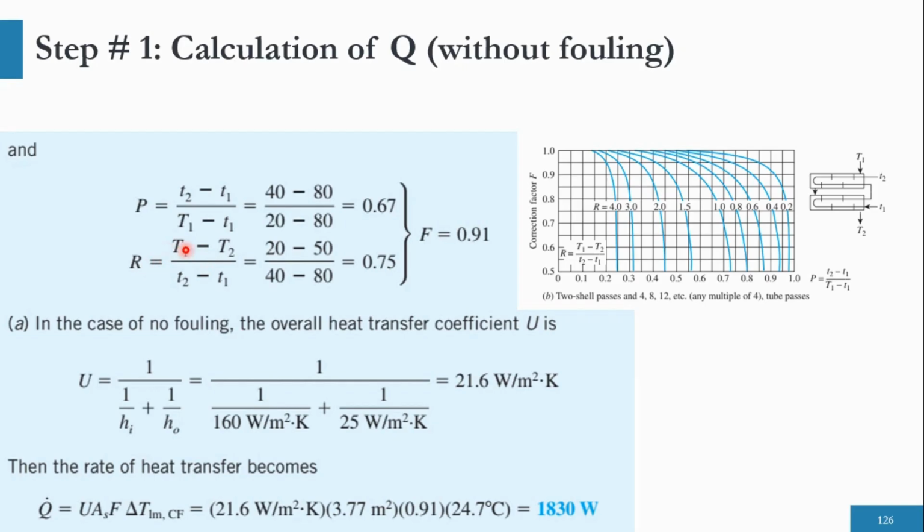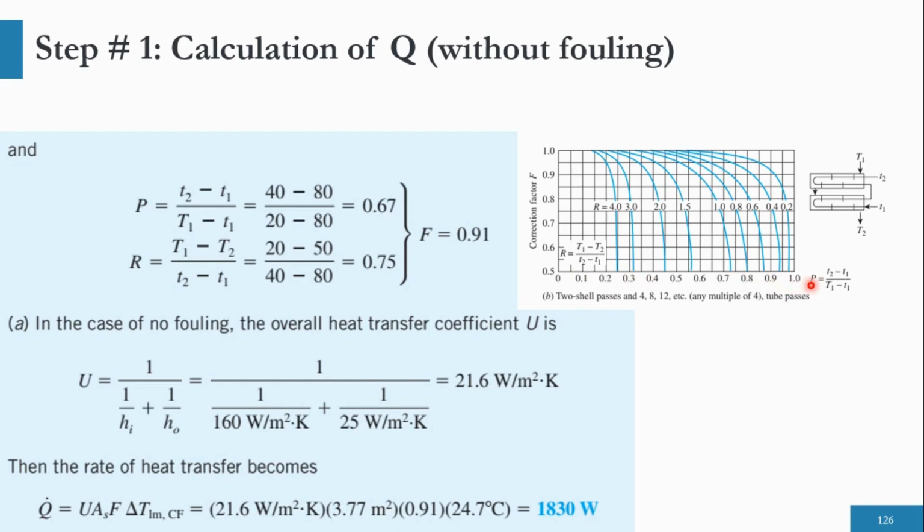For R, it is capital T1 minus capital T2. Capital T1 represents the cold stream inlet temperature, which is 20, and outlet temperature, which is 50, divided by small t2 minus small t1. So small t represents the hot side, 2 represents outlet, so accordingly 40 minus 80, and that comes out to be 0.75. Now look at this graph.